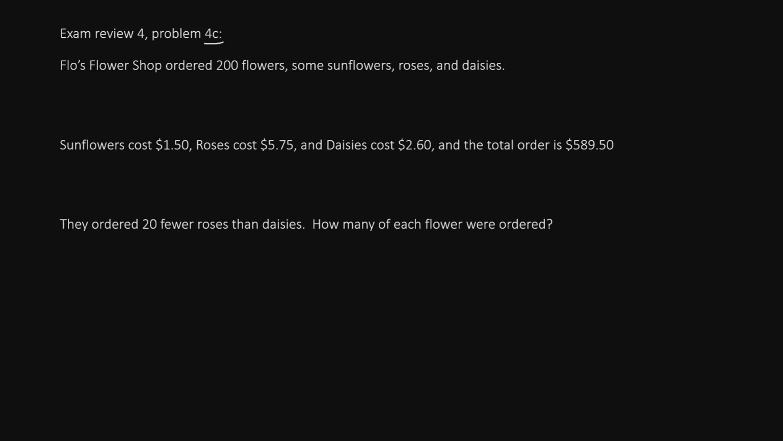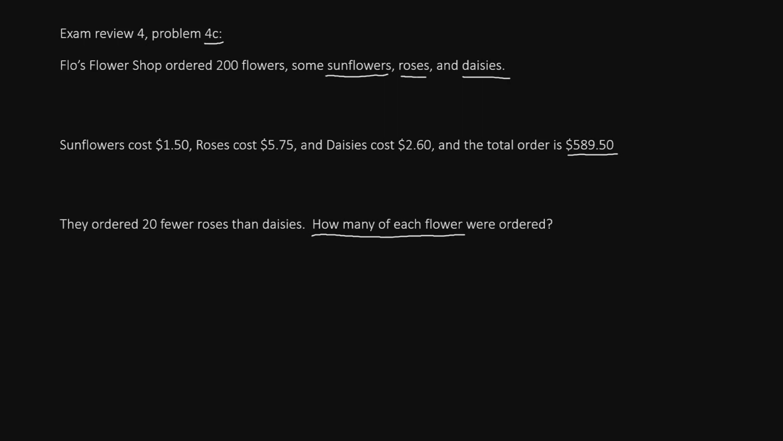This time we are doing problem 4C. It says Flo's Flower Shop ordered 200 flowers, some sunflowers, roses, and daisies. They give you the cost of each type of flower, and they tell you the total order costs $589.50, and that they ordered 20 fewer roses than daisies, and then ask you how many of each flower were ordered. So, let's assign a letter to each flower.